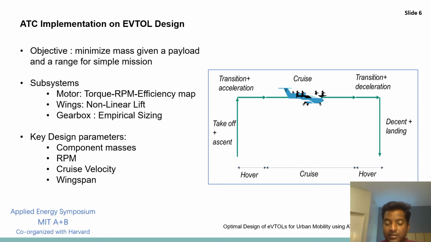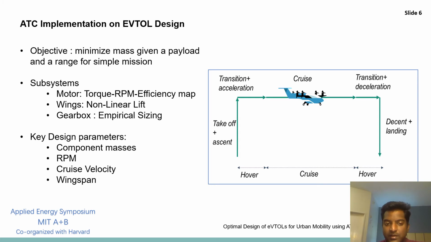And this is followed by the cruise phase, where the aircraft covers the given range at the particular cruise velocity that is determined by the acceleration phase. And then this phase is followed by the transition and deceleration phase, and then this is followed by the landing phase. So the subsystems that we are considering in this problem formulation are the motors, the wings, and the gearbox.